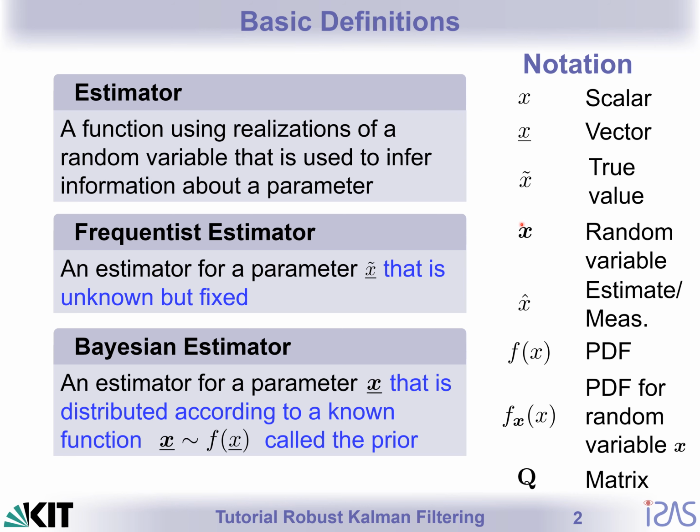Now, here, bold font denotes random variables. We put a head over an estimate or a measurement. We use f for PDFs, and we put a lower index to specify which random variable we're talking about. We use bold capital letters to denote matrices.